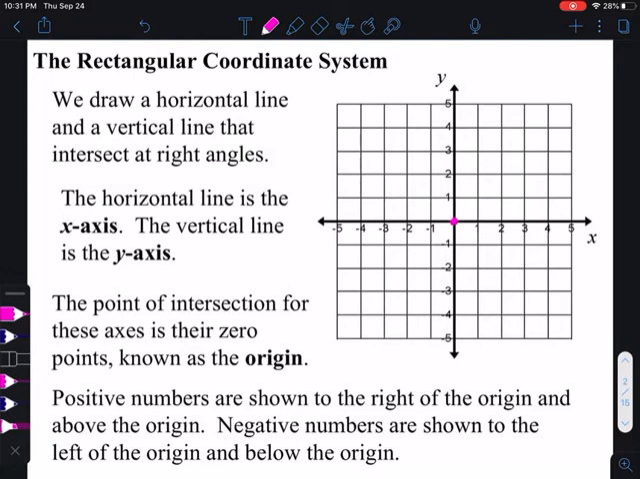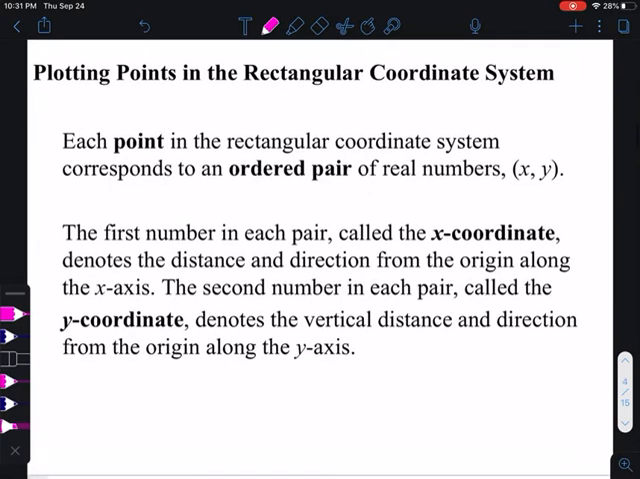It says positive numbers are shown to the right of the origin and above the origin. Negative numbers are shown to the left of the origin and below the origin. You should all be familiar with that by now. Plotting points in the rectangular coordinate plane. It says each point in the rectangular coordinate system corresponds to an ordered pair of real numbers.